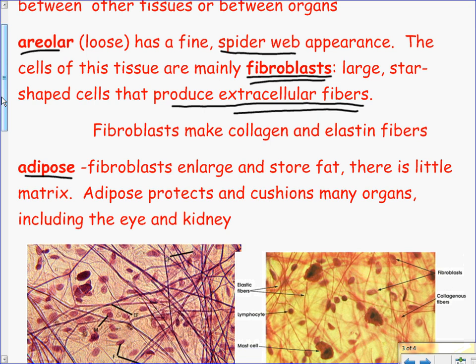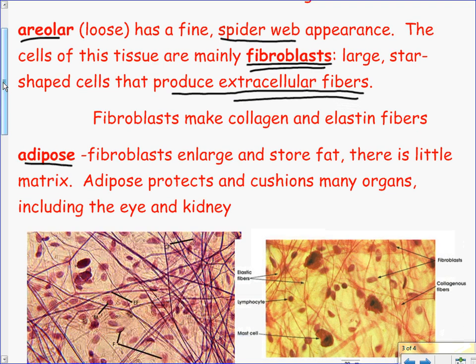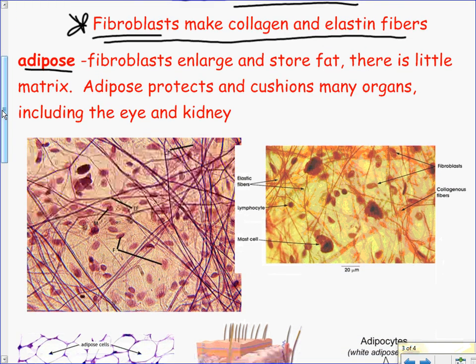Imagine that we kind of have this swaddle blanket around all of our organs, holding them together, keeping them apart from each other. That's kind of like the areolar tissue. So the fibroblasts make collagen and elastin fibers. So they're making fibers. And here's our loose connective tissue.